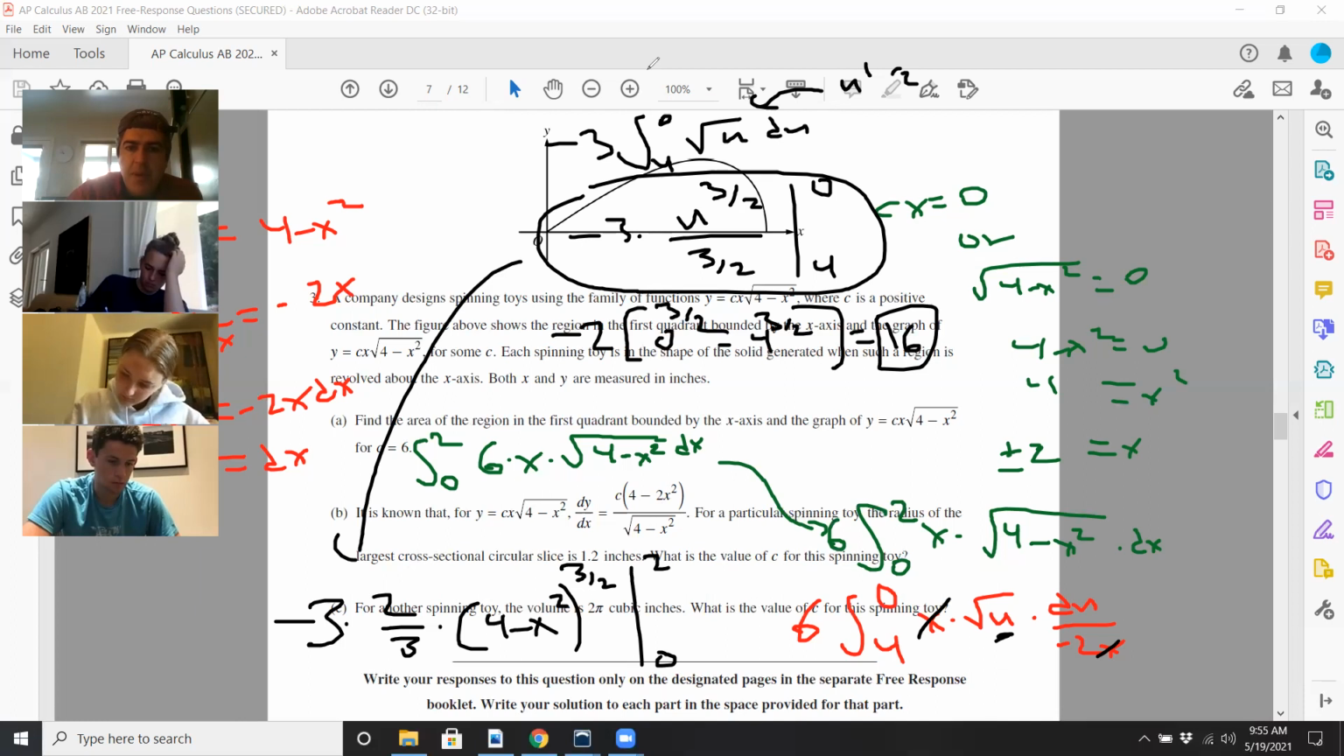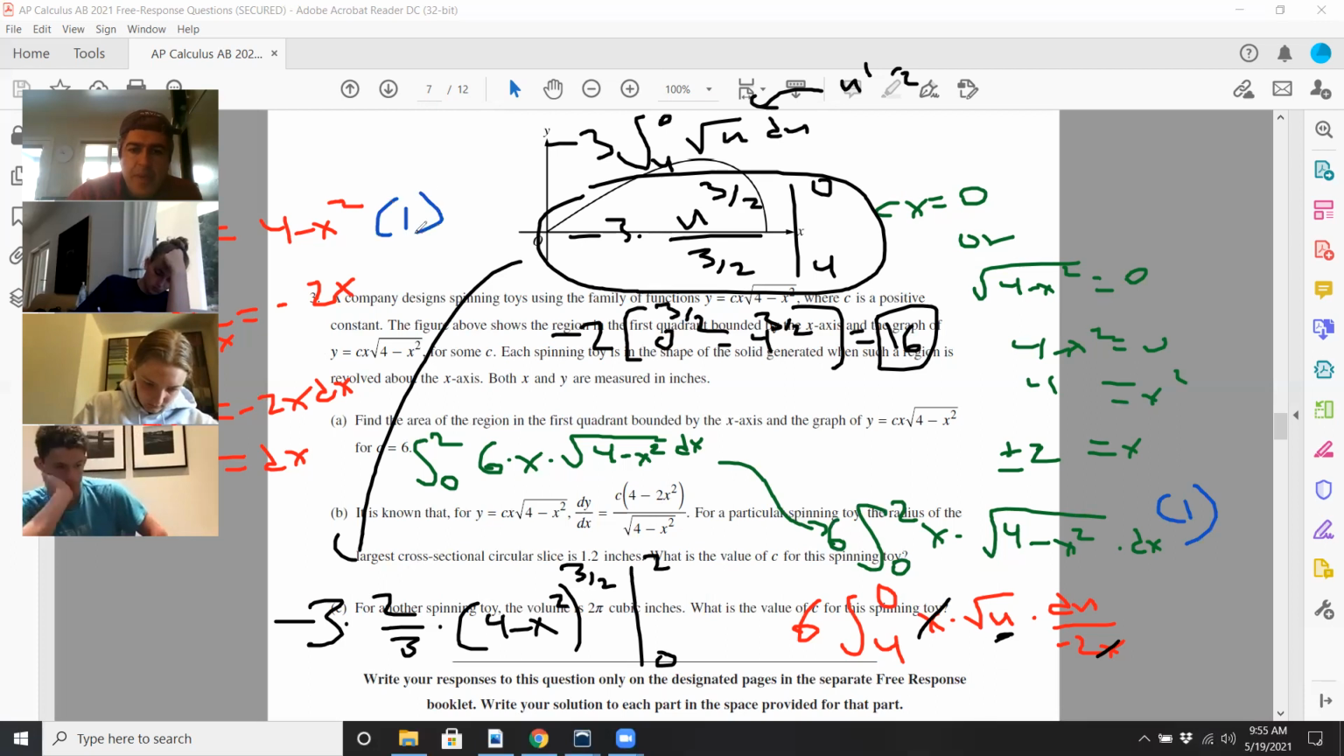Definitely this is a behemoth of a problem. So my guess is doing the setup was probably worth 1 point. Doing the u-sub is probably worth another point. The process of integration itself is probably worth another point. The answer is probably worth at least 4 points. I don't know.